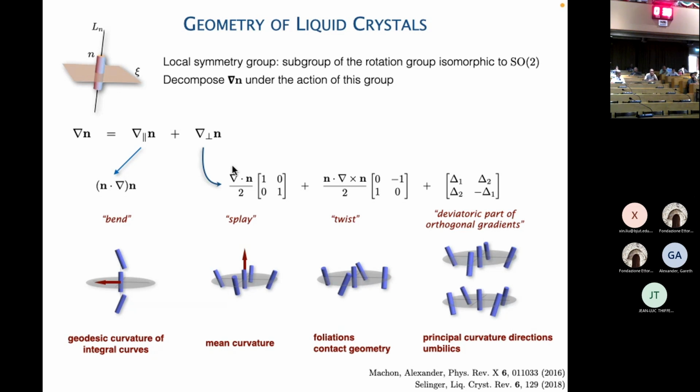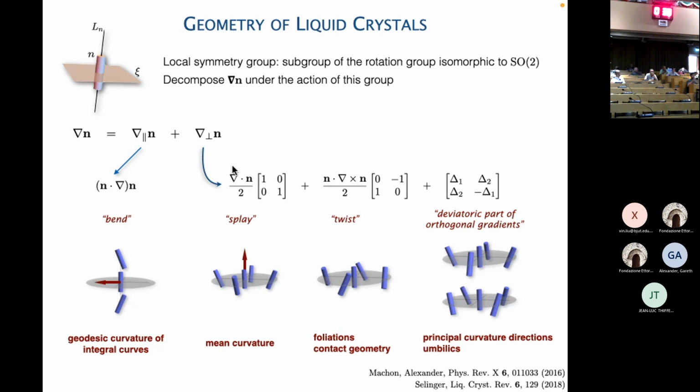So that's the structural part. In terms of what they represent, I have these little cartoons. And then I've tried to associate the geometric properties that you get from these. So this one is telling you about the curvature of the integral curves of the director field. This part is telling you something about mean curvature in the vector field.